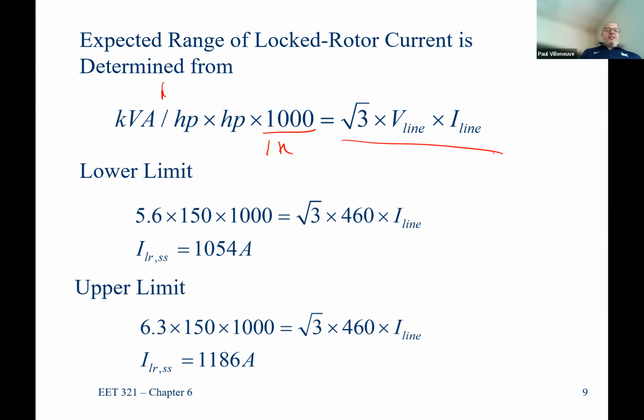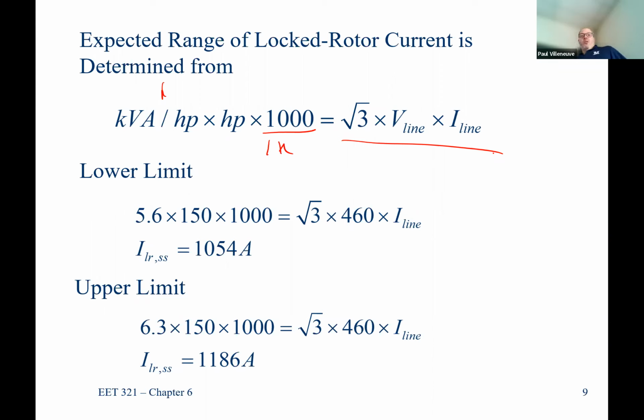For the lower limit, 5.6 kVA per horsepower, I'm pulling over 1,000 amps. For the upper limit, I'm pulling almost 1,200 amps of current. Now, keep in mind, this is only going to be a short period of time. So as long as your wire can handle 1,000 amps for 5 to 10 cycles, then it shouldn't heat up and it shouldn't be damaged. But it's that voltage drop that drops your contactor out. That's where the issue is going to be.